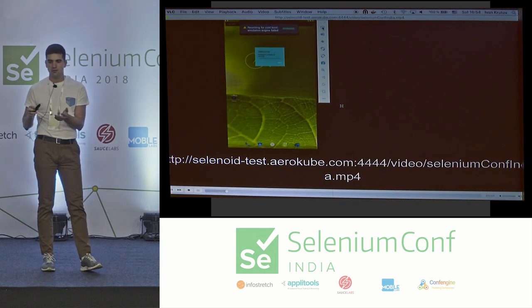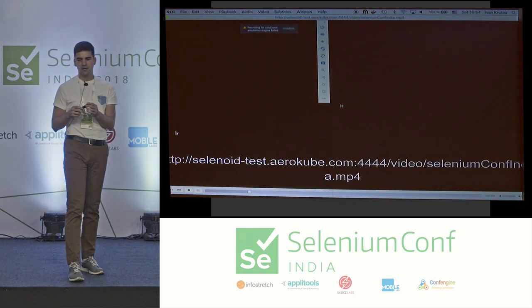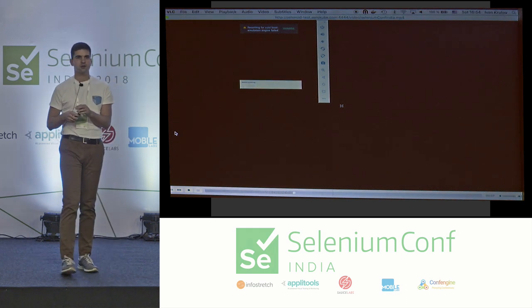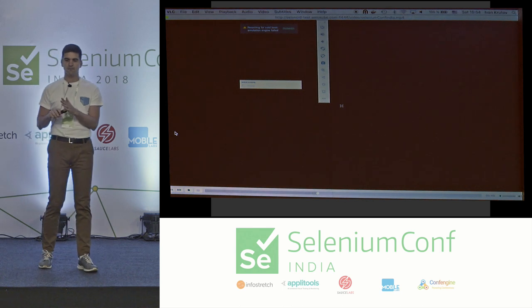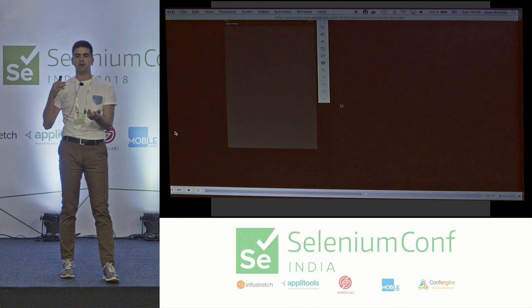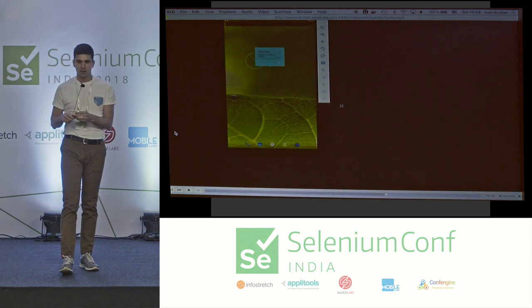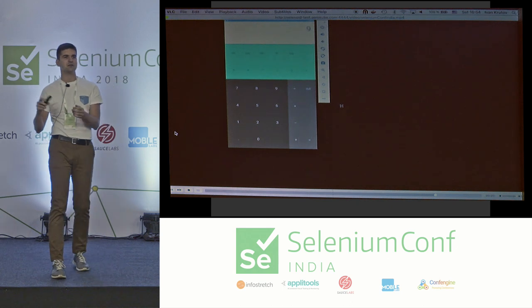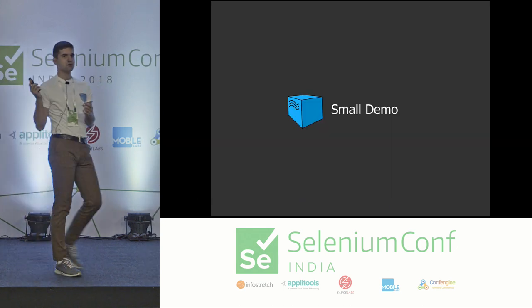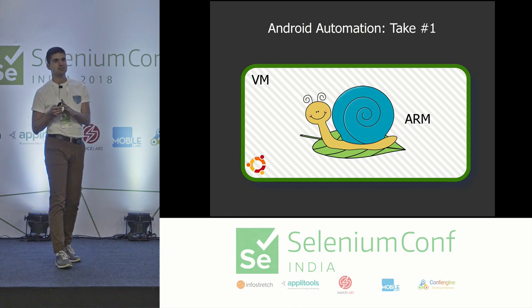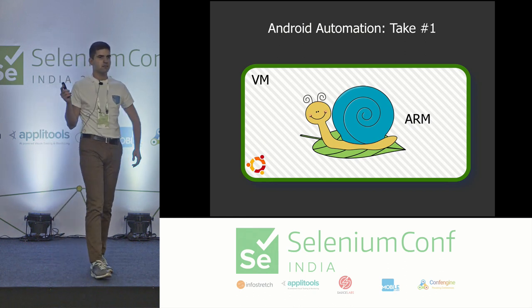So here is the recorded video file for the emulator. Here is the emulator being restored from the snapshot. It launches, then Appium does some magic like unlocking the screen. And now we will see the calculator application starting and just doing the same test. So interesting, right? Let's now dive into the details and see what's under the hood step by step.